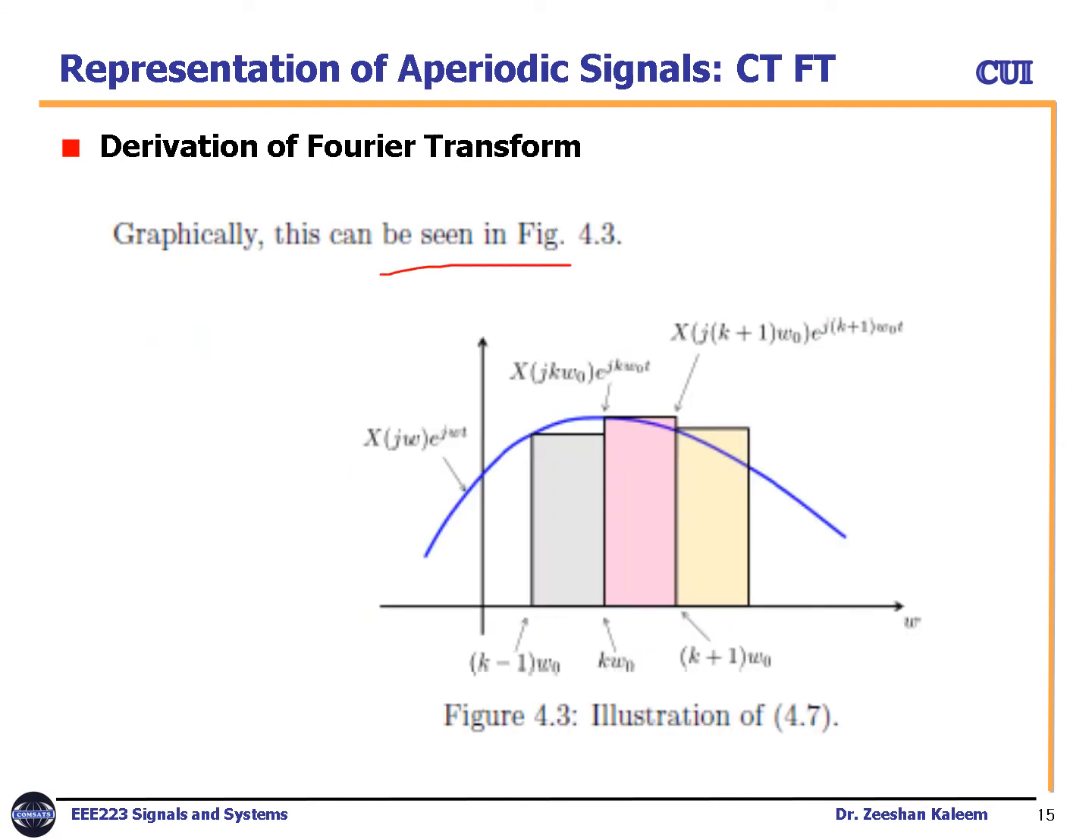Graphically, this can be seen in the figure below. For example, this is your kω₀, and this is your next frequency (k+1)ω₀, and this is your previous frequency (k−1)ω₀, and this is your envelope, which is X(jω): X(jkω₀) e^(jkω₀t), X(j(k+1)ω₀) e^(j(k+1)ω₀t). So we can represent the signal pictorially in this way, the Fourier transform of a signal.